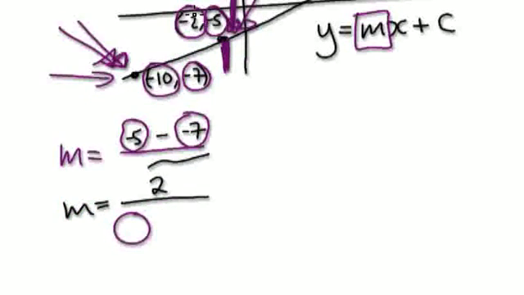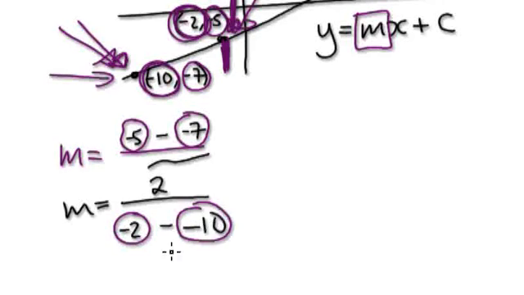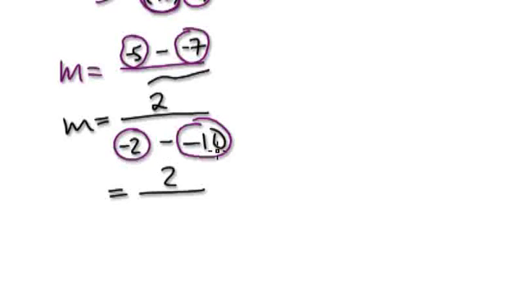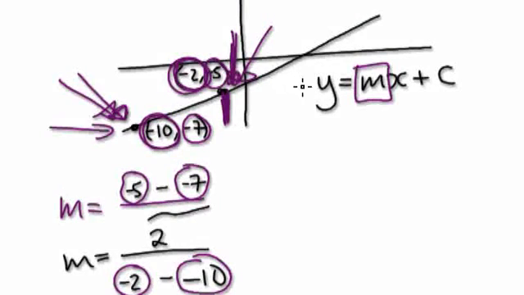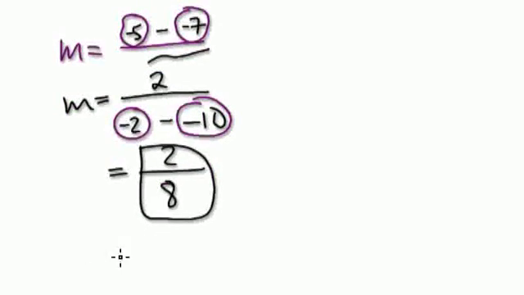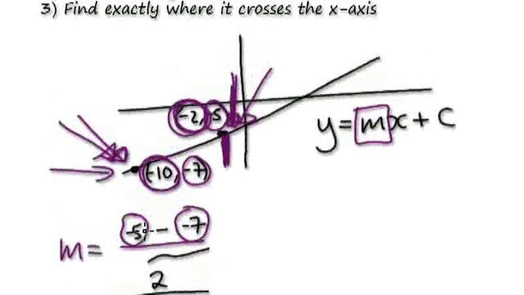Oh yeah, remember we take this point here, take away this point here. So it will be minus 2, take away minus 10 here. So it's like minus 2 add 10. So that would be 8. So the gradient is 2 over 8. Can we simplify? Let's try simplifying it. 1 over 4. Divide top and bottom by 2. So the gradient is really a quarter.